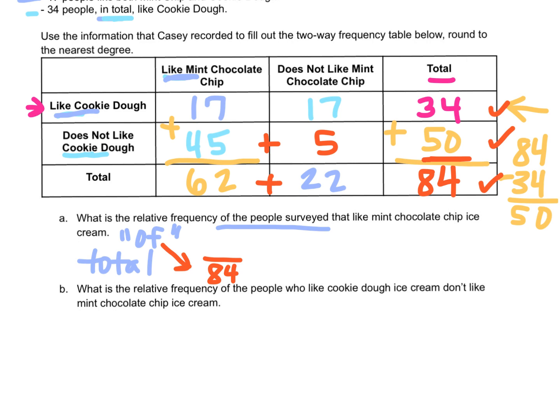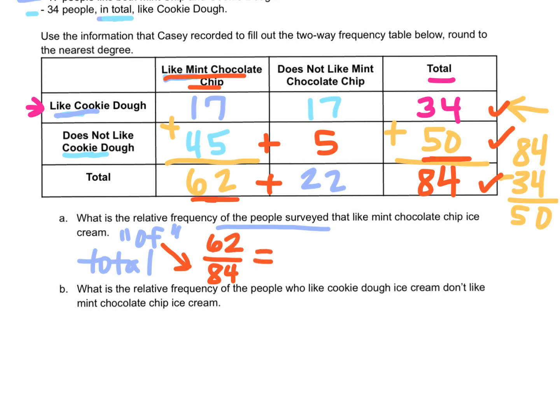Now, they like mint chocolate chip ice cream. So I'm going to go look at the table, and I'm going to do, of all the people surveyed, how many like mint chocolate chip ice cream? So of all the people surveyed, 62 like mint chocolate chip ice cream.